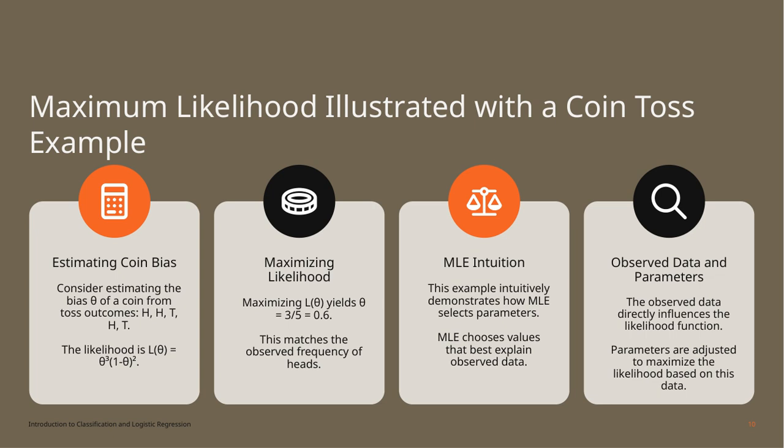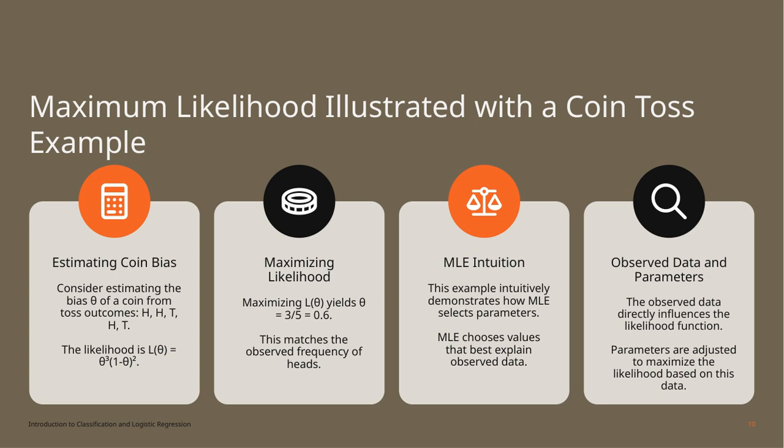Now, to find the best estimate for theta, we maximize this likelihood function. Doing so, we find that the maximum likelihood estimate, or MLE, for theta is 3 divided by 5, which is 0.6. You'll notice this matches the proportion of heads in our data, 3 heads out of 5 tosses. That's a key insight. The MLE tends to align with the observed frequency.